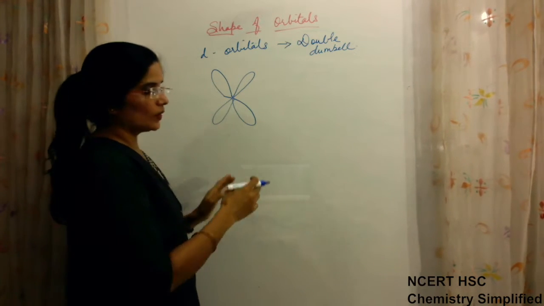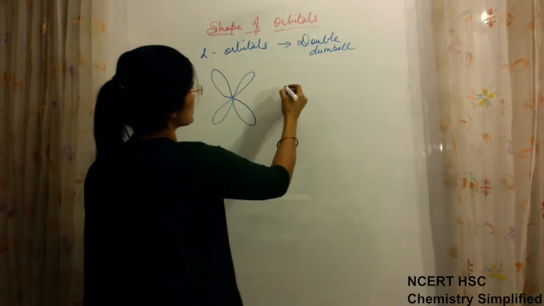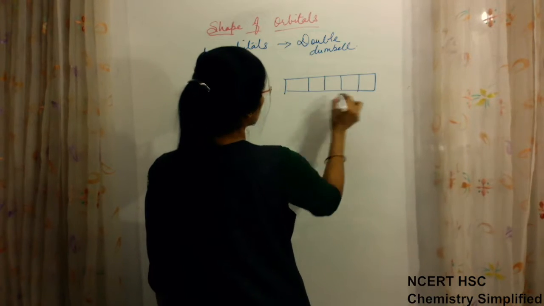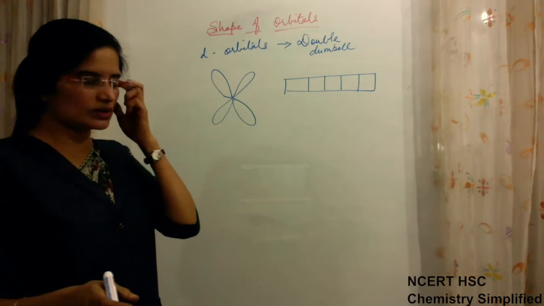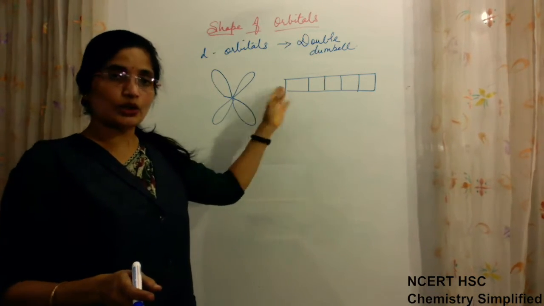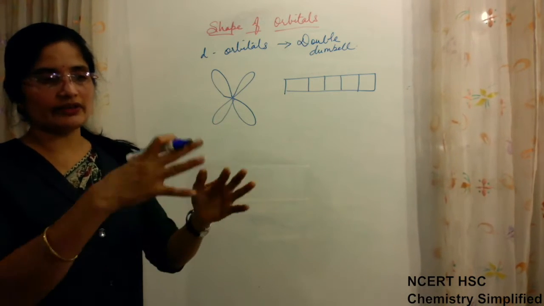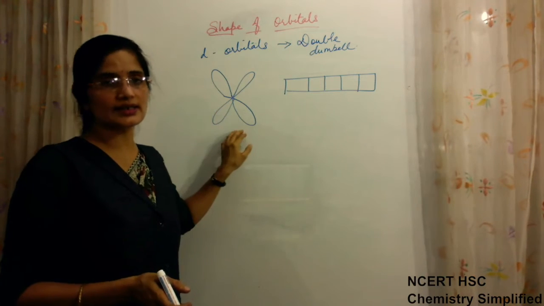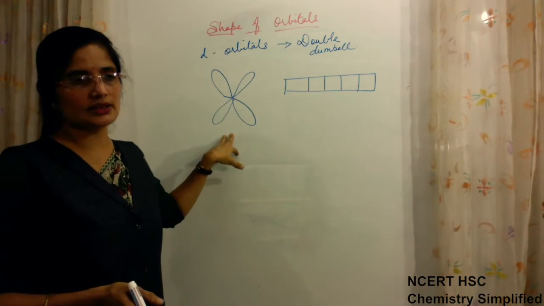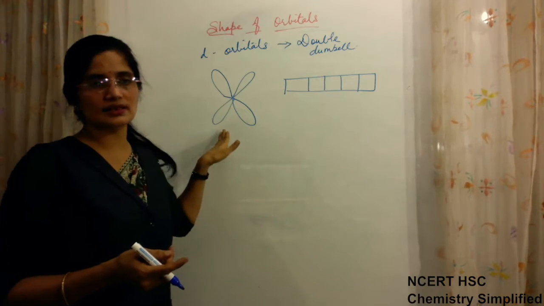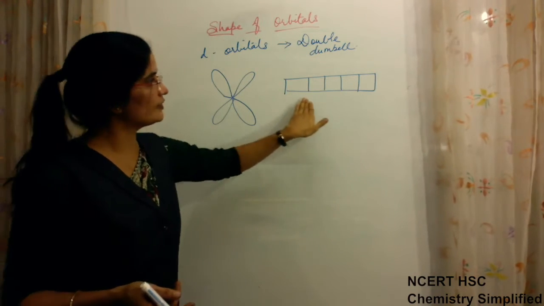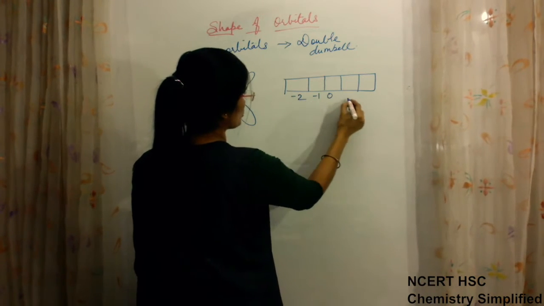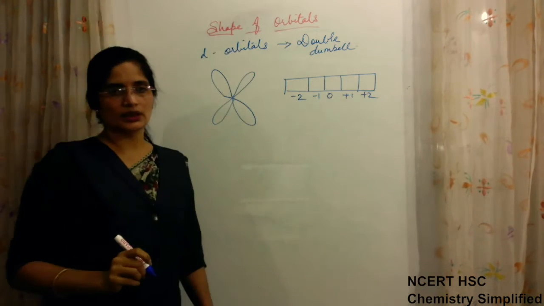This is one. Now what are the designations given to these? If we draw in the form of boxes, 1, 2, 3, 4, 5, the orbital looks like this, but actually when we draw it around the nucleus, we cannot draw in this manner. We have to understand that their structures are like this, because many concepts are based on these structures. But while drawing, we will always draw like this. So how do we assign 0, minus 1, minus 2, plus 1, plus 2?